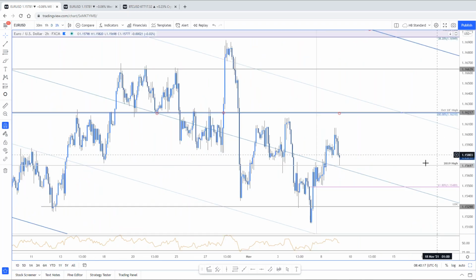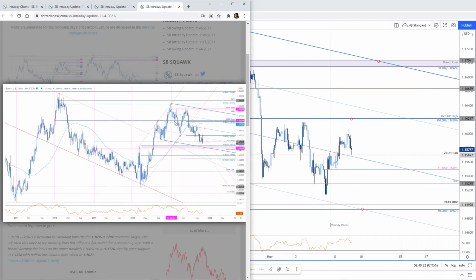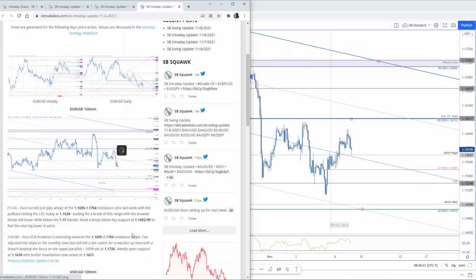Here's what it looks like on the intraday. And here's what it looked like again last week.